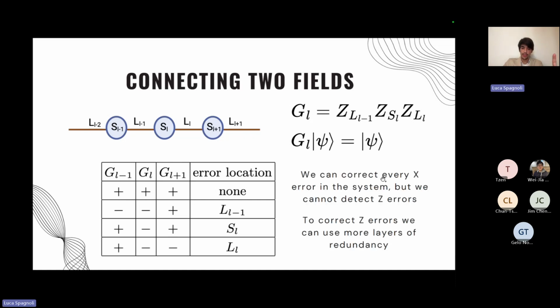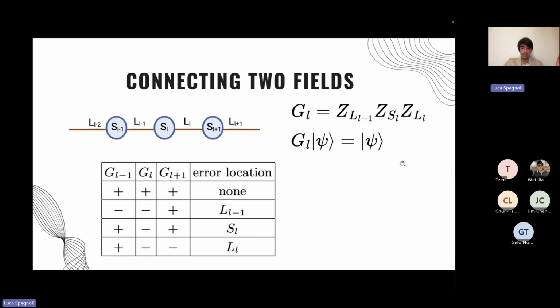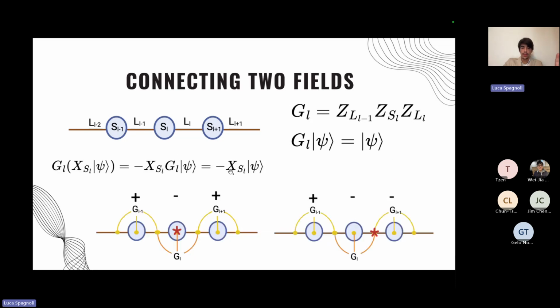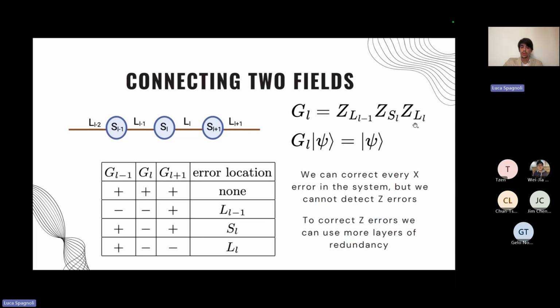Now, I mentioned X error, okay, so in this calculation, to be able to detect the error, the error has to anti-commute with the Gauss law. So here I proved to you that we can correct every single qubit X error in the system, but we cannot detect Z errors. We cannot detect them because they commute with the Gauss law. So if a Z error happens here, nothing changes in the measurement of the Gauss law.